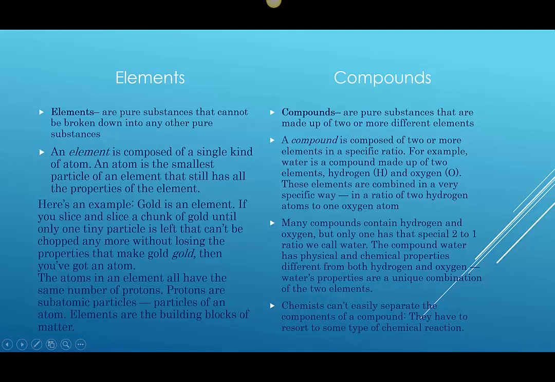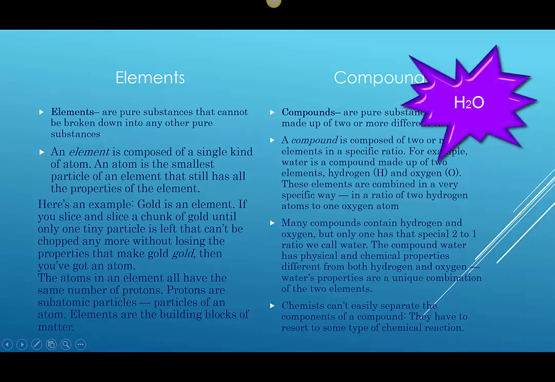ratio. For example, water is made up of two elements, hydrogen and oxygen, and we know that the ratio of that is 2 to 1, right? So 2 hydrogen atoms to 1 oxygen atom. You combine those together and you get the compound that is called water.